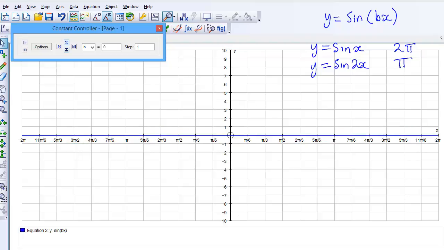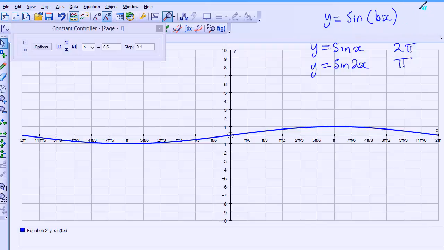Now, just while we're on this, I'm going to put b back to 1, but then I'm going to change the step, so we'll go up in 0.1s. And I'm going to take this down so that b is 0.5. Now we know that this is a horizontal dilation, scale factor 1 over b. Well, if b is 0.5, 1 divided by 0.5 is 2. So everything's going to be stretched, so it's twice as far away from the y-axis. And note how we've only got half a period now in 2 pi, so the period now will have gone up to 4 pi.